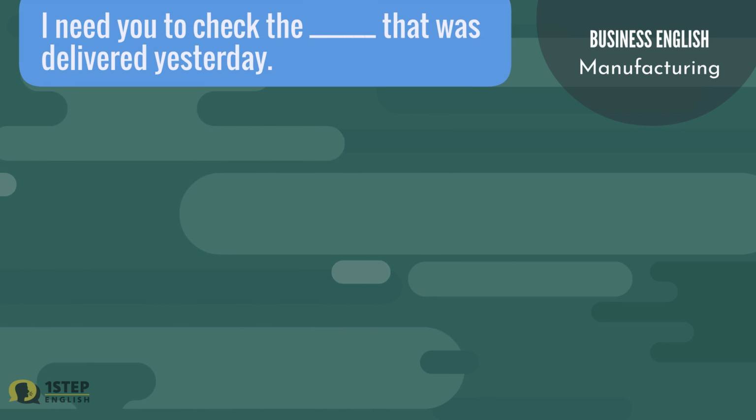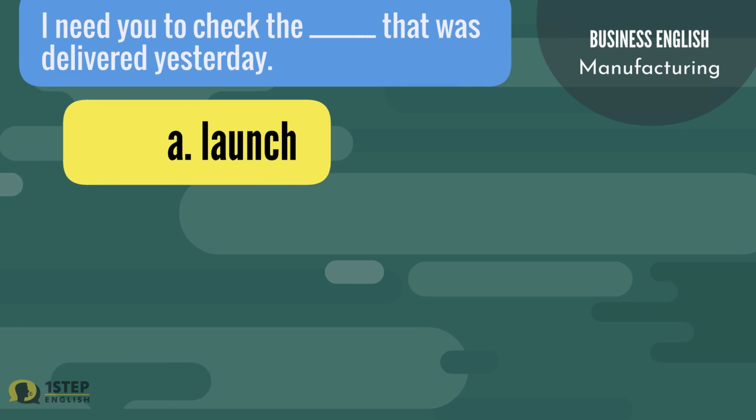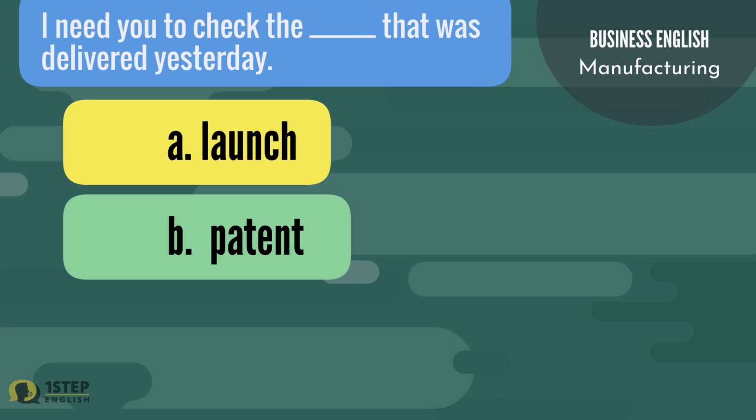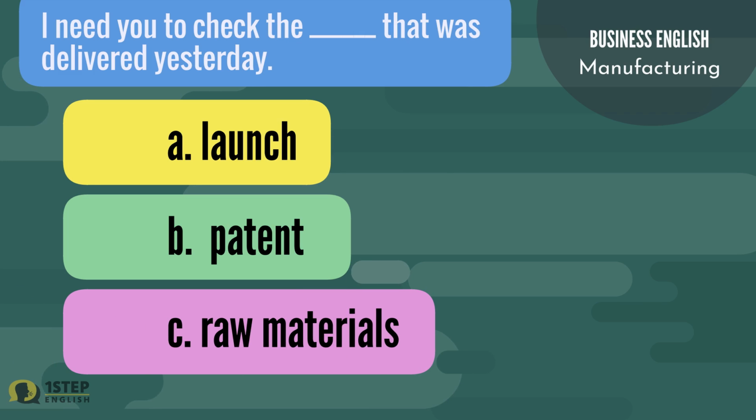I need you to check the that was delivered yesterday. Letter A. Launch. Letter B. Patent. Letter C. Raw materials.